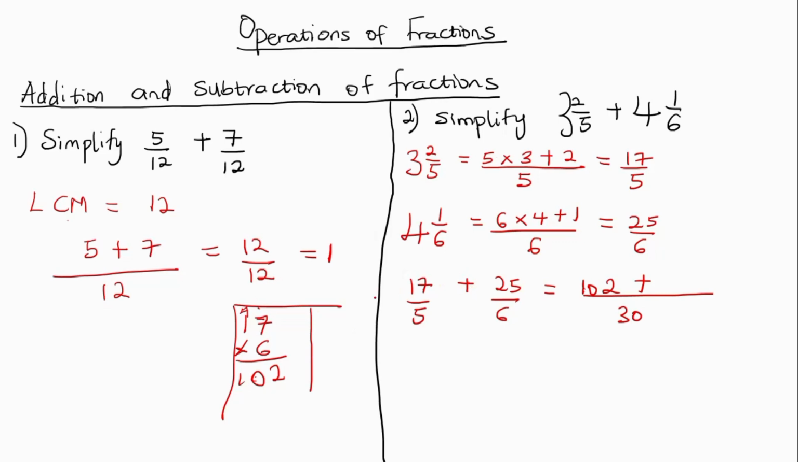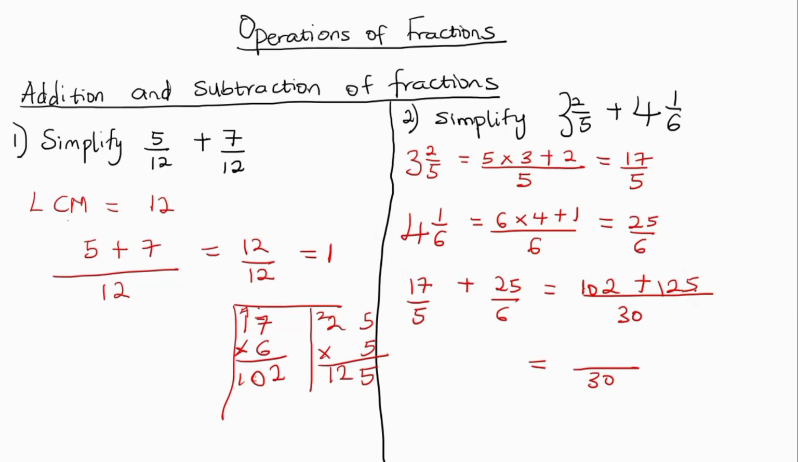So we have 5 times 25. So we do 25 times 5. And this is going to give us 5 times 5, 25, we carry 2. 5 times 2 is 10. 10 plus 2 is 12. So we are going to have 125.